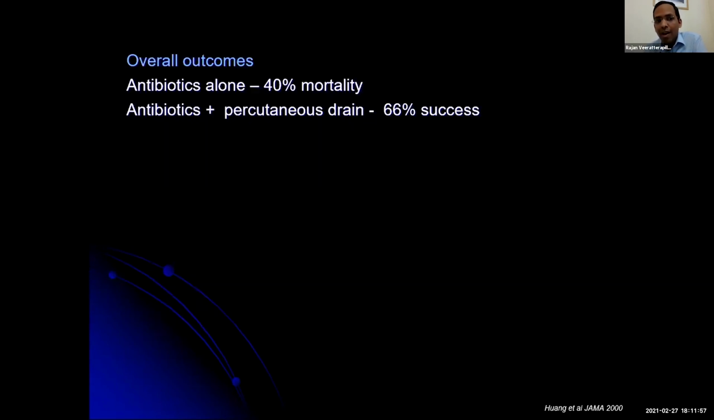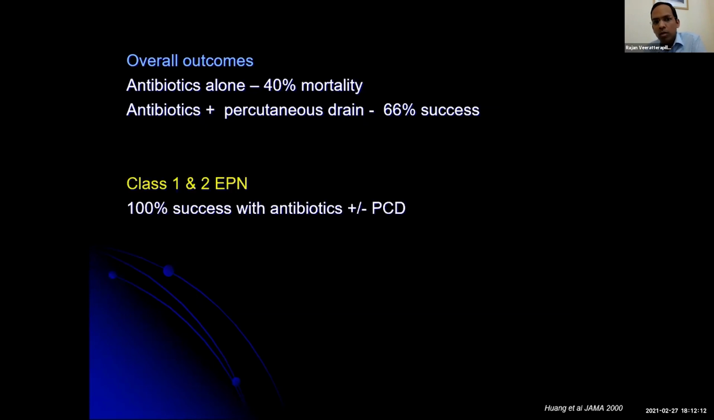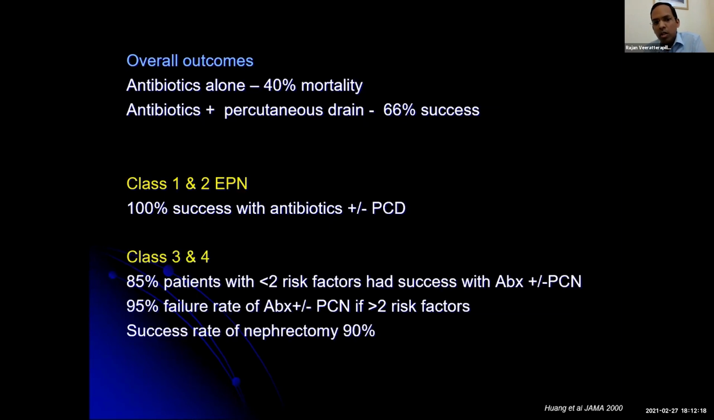So in terms of the overall outcomes, if you look at all patients coming with emphysematous pyelonephritis, antibiotics alone, you have a high mortality of 40%. If you use a combination of the antibiotics and a percutaneous drain, about 2/3 of them will respond. If you look at the class 1 and 2, most of them do well with the combination of antibiotics and drainage. And the higher classes, we've already said, there's a higher risk of treatment failure and requirement for progression to nephrectomy.